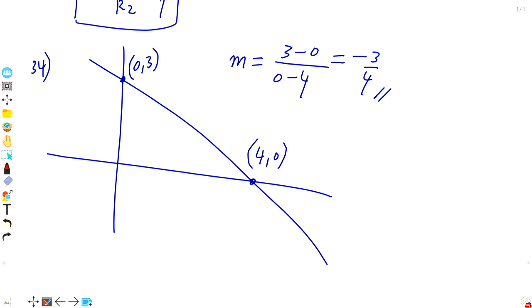Okay. Do it properly, because if you take this point first, then this one also should start from here, right? If you flip it, you are going to flip the sign. We did that.